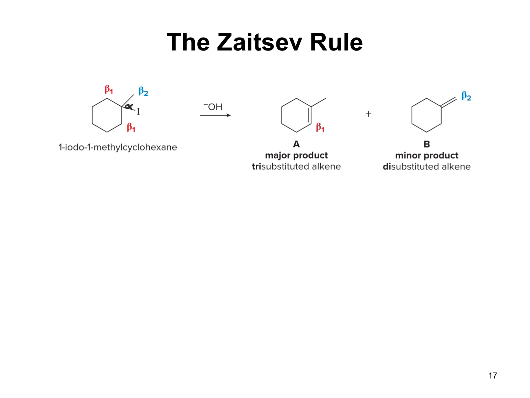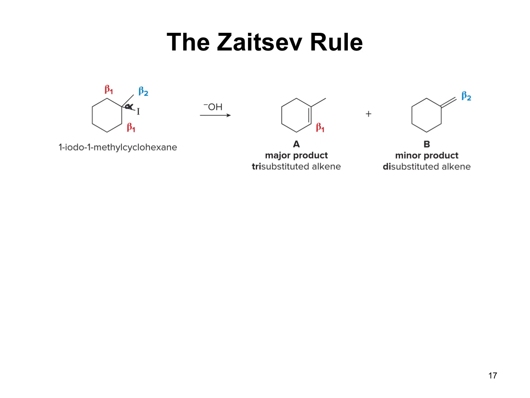If you choose to remove the proton from the first beta, the beta one here, you would get a double bond that's tri-substituted. It has 1, 2, 3 R groups. If you remove it from the beta 2 here, you get a double bond that is just di-substituted here. That is a minor product.